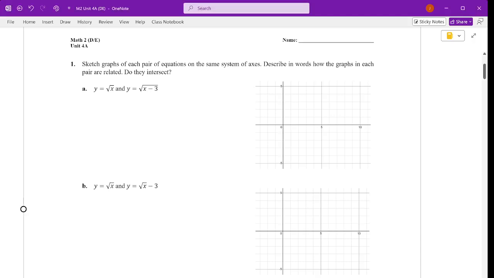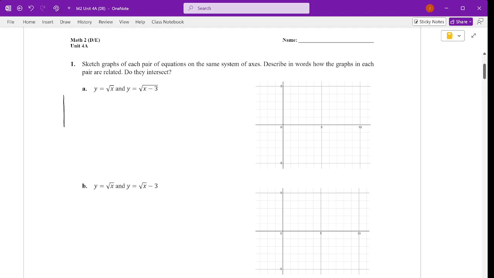All right. Let's take a look at number one from the 4A handout. And in this problem, we're trying to graph root x, which is a parent function for square roots, and root x minus 3, which is really just a shifted version of the parent function. So let's start with the parent, y equals root x.